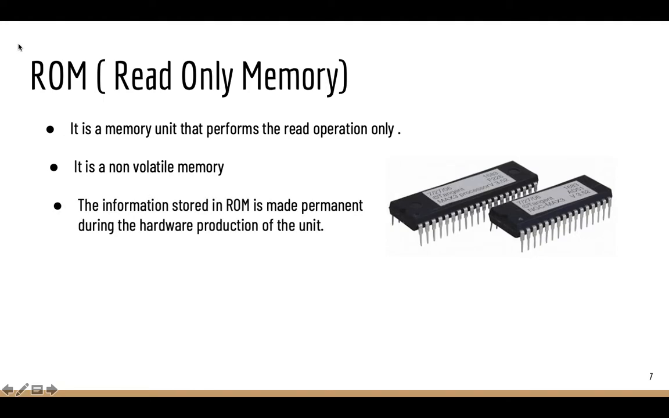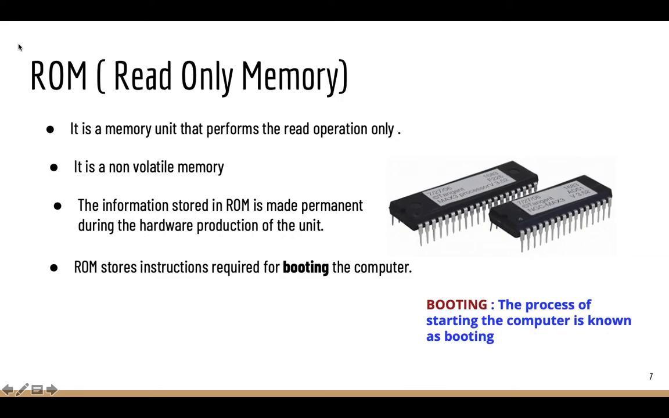The information stored in ROM is made permanent during the hardware production of the unit. When ROM is made by the hardware manufacturers, only at that time is the information in the ROM made permanent. It stores instructions required for booting the computer. Now, what is the meaning of booting? When we press the power on key in the CPU, it takes some time to start the computer. For starting the computer, certain programs are required. ROM helps in starting the computer. So, booting is the process of starting the computer.